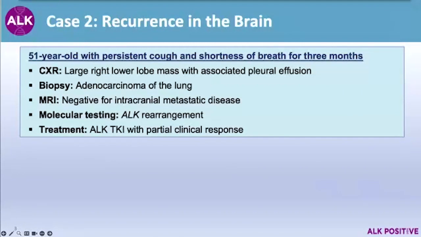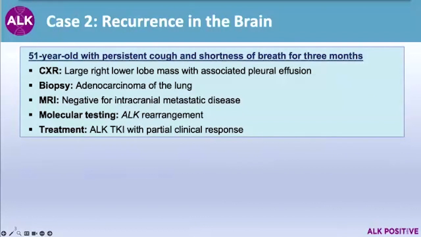All right. Now we're going to talk about what happens if it recurs just in the brain. So here we have a 51-year-old with persistent cough and shortness of breath for 3 months. Probably sounds familiar to a number of you. Finally, after 3 months, goes in and has a chest X-ray. You can see the findings there. Biopsy revealed adenocarcinoma. MRI showed intracranial metastatic disease. I can't read it, so small there. Negative, sorry, negative for intracranial disease, with an ALK rearrangement.